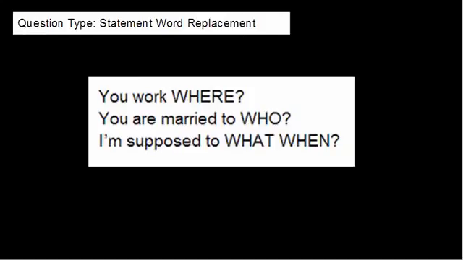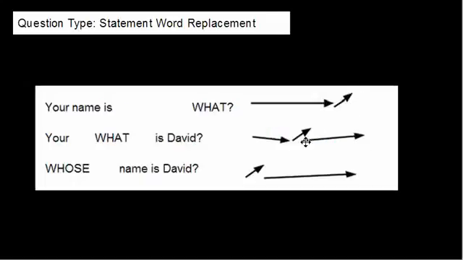For example, you work where? You are married to who? I'm supposed to do what? When? You can actually see that we rise the intonation on that part. Your name is what? Your what is David?